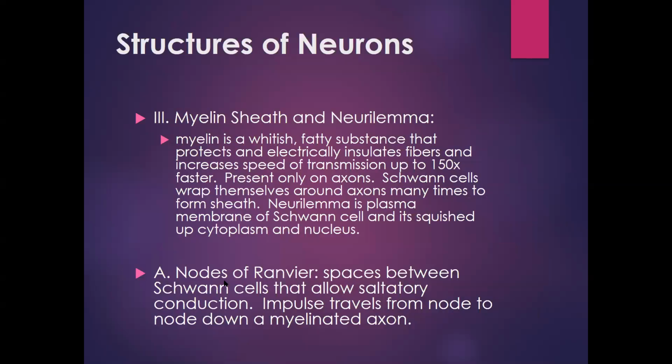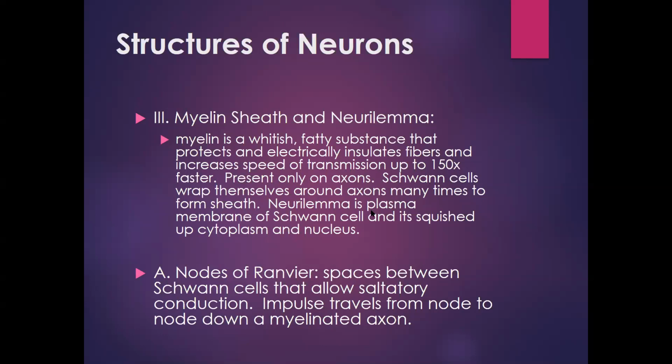We're going to come back to that. Let's just look at this right now. So what is myelin? It's a whitish fatty substance that protects and electrically insulates fibers and increases the speed of transmission up to 150 times faster. It is present only in axons, and Schwann cells wrap themselves around the axons many times to form the sheath.